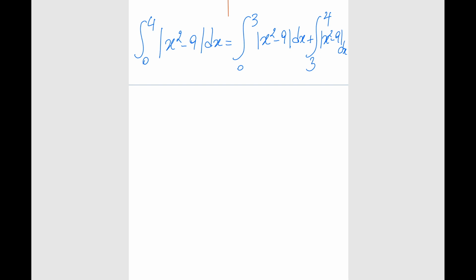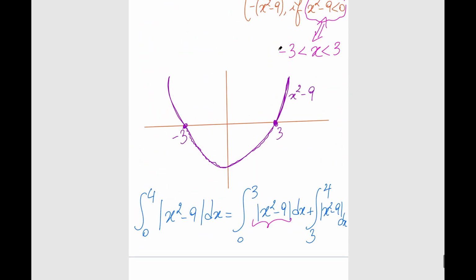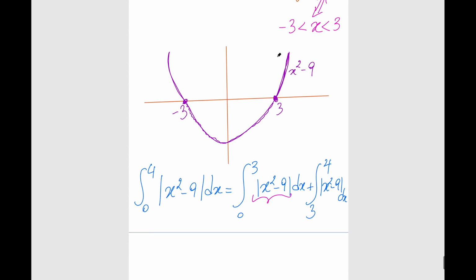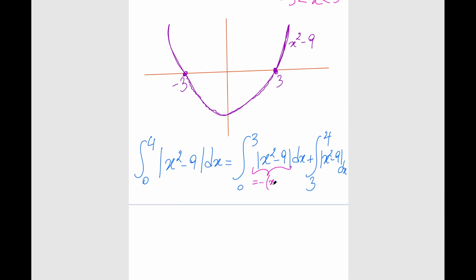And what's the recipe within each interval? From 0 to 3, what's the recipe of this guy? The recipe is minus x squared minus 9, right? Why? Because this guy here is negative in between 0 and 3. As such, the absolute value is going to turn it into positive, and it's going to inject a minus sign. And this means 9 minus x squared, right? The opposite of x squared minus 9 means 9 minus x squared.